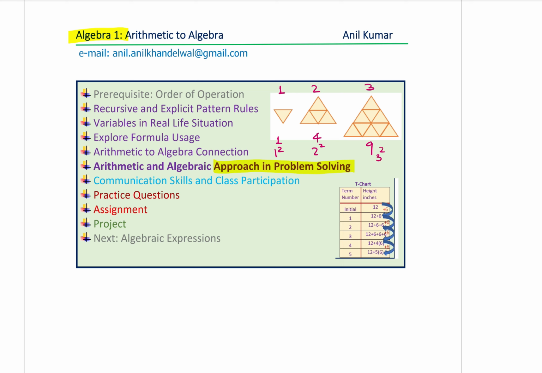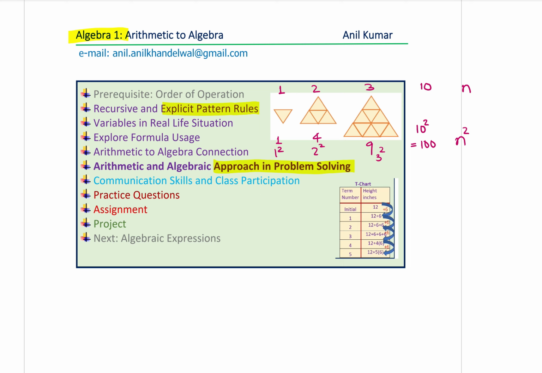So from the observations, we could see the pattern and figure out if we continue in this fashion, if we want to find the number of triangles in the 10th pattern, it should be what? It should be 10 square, which is equal to 100. And therefore, we had a simple rule. Rule was that if it is any pattern number, let us say n, in that case, the number of triangles will be n squared. You see that. So that was the rule which we called explicit pattern rule.